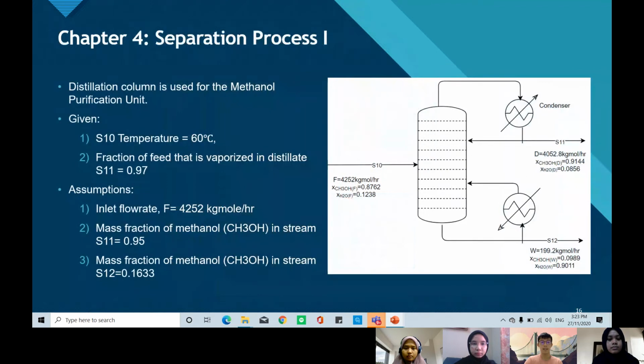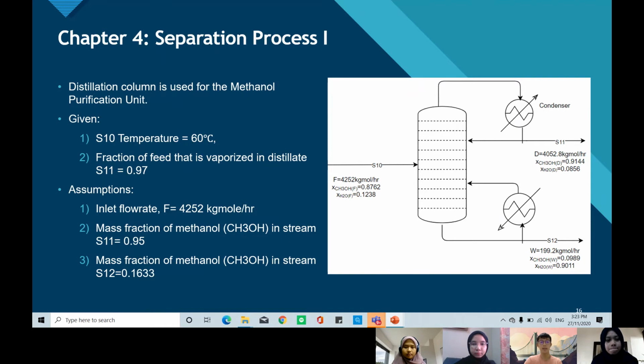In the final chapter, which is the Separation Process 1, we are asked to design and to calculate the theoretical number of stages for our distillation column. We have been given the exit temperature to be 60 degrees Celsius as given in the problem statement, and the fraction of feed that is vaporized in distillate S11 as well, which is 0.97. We have three assumptions in this chapter.